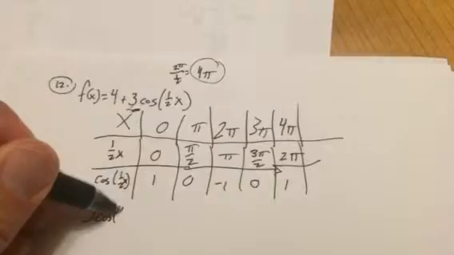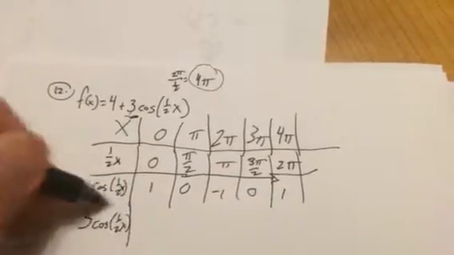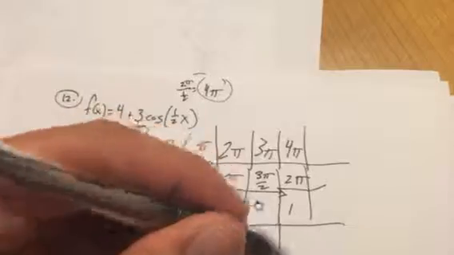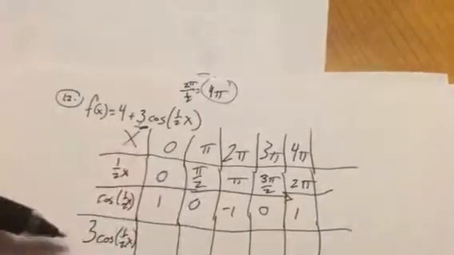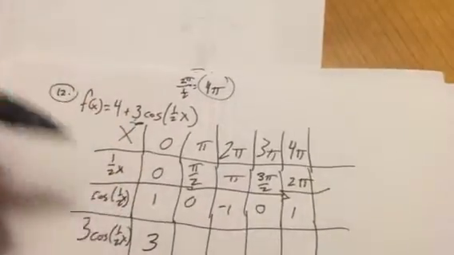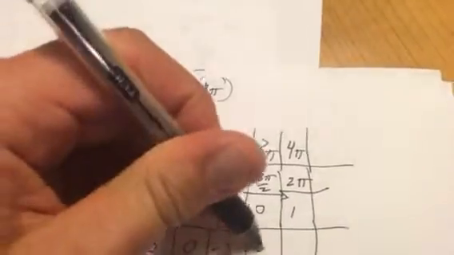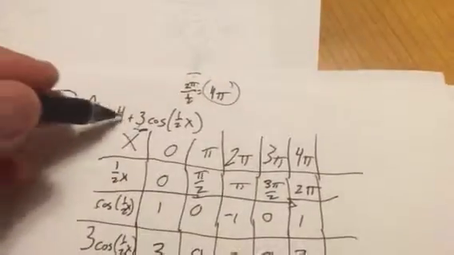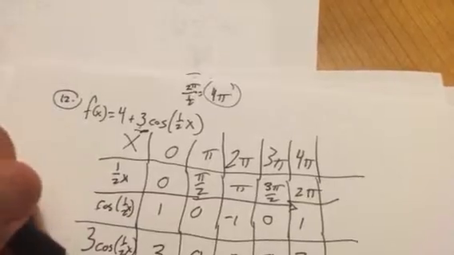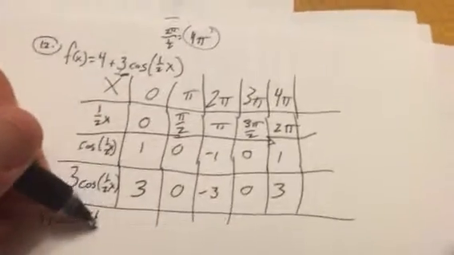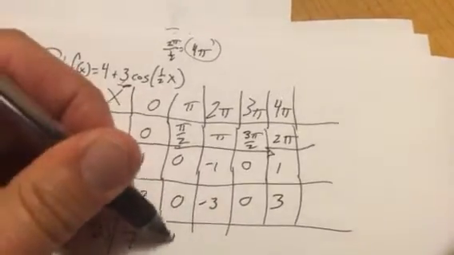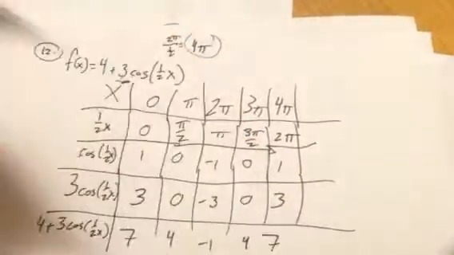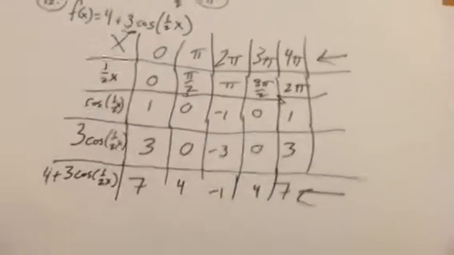Here is what I am saying. If cosine of 1/2 x outputs these, 3 cosine of it will be all those outputs times 3. So 3, 0, -3, 0, 3. And then it gets shifted up 4. So it's 4 plus those values. So everything gets 4 added to it. So 7, 4, -1, 4, 7. So that means these inputs give me those outputs.